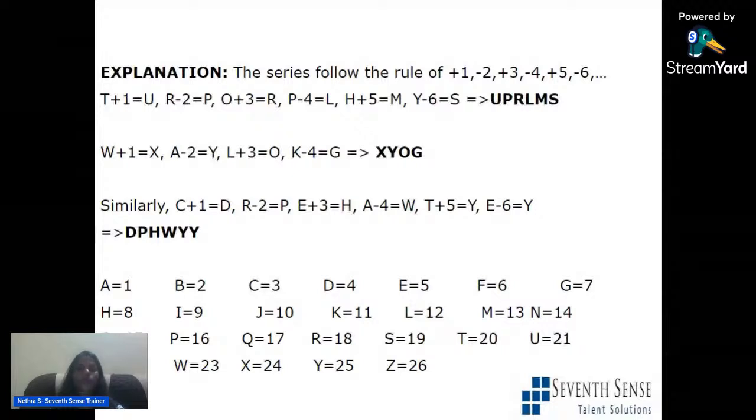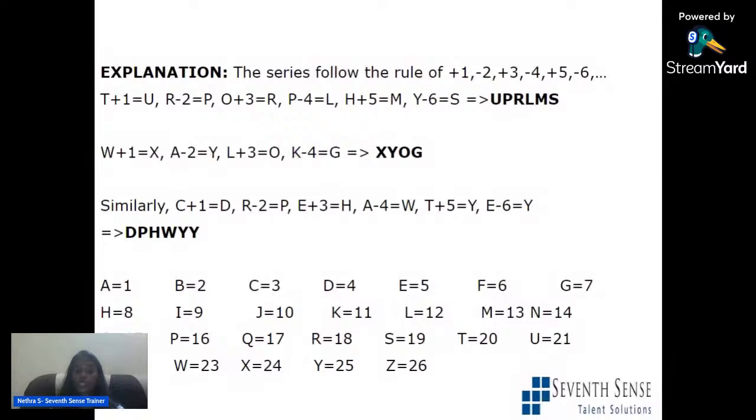UPRLMS. So in the same way, walk is coded as W's next letter is X. A's minus second letter is Y, that means previous second letter. So L's next third letter is O, and K's minus fourth letter, that is previous fourth letter, is G. That is why it is coded as XYOG.